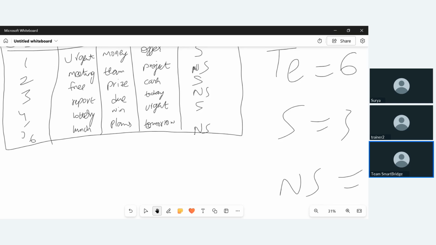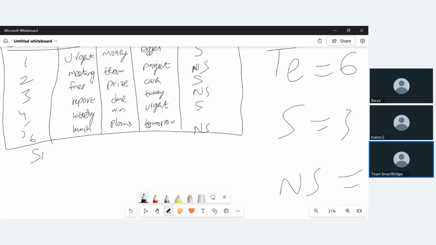So for the email equal to spam, we have urgent 2 times. The next thing is money. Money is repeated only 1 time. After that, offer. How many times is offer repeated, guys? Offer is also repeated 1 time.